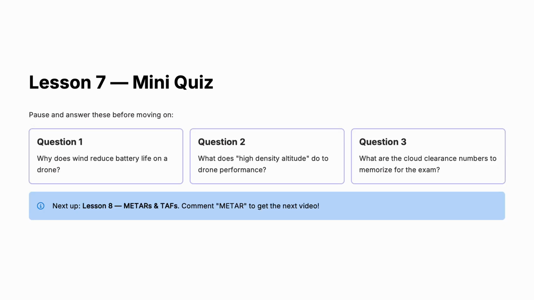Let's pause here and test what you learned before we move into Lesson 8. Question 1. Why does wind reduce battery life on a drone? Question 2. What does high density altitude do to drone performance? And question 3. What are the cloud clearance numbers you need to memorize for the exam? Take a moment, work through these in your head. You should be able to answer all 3 confidently after what we just covered.